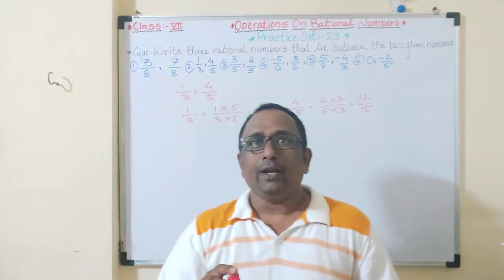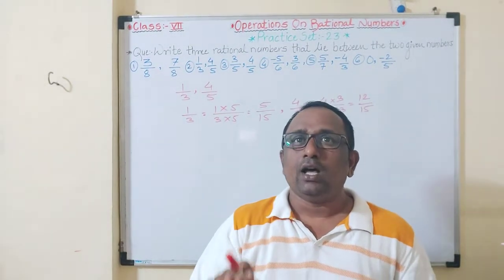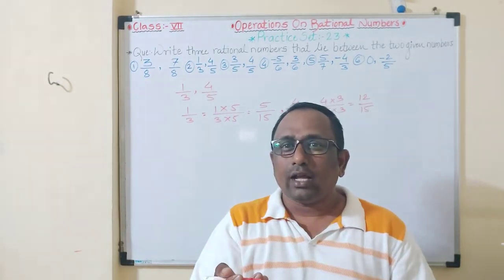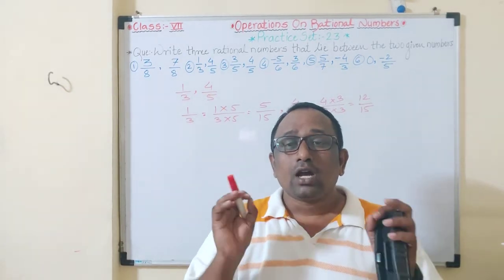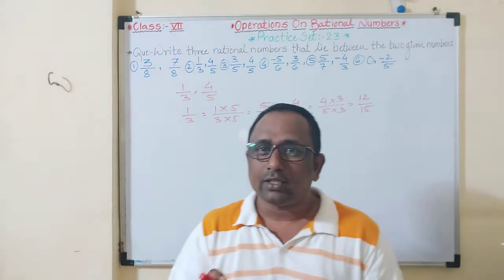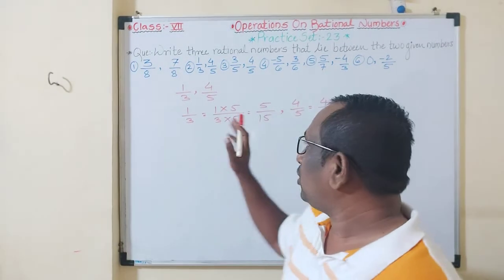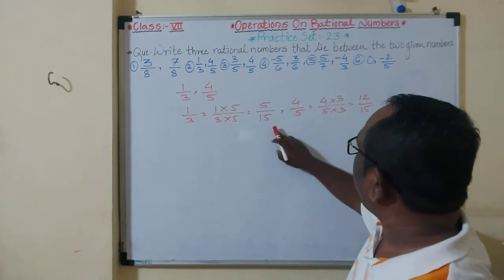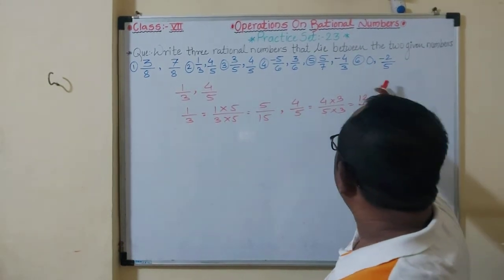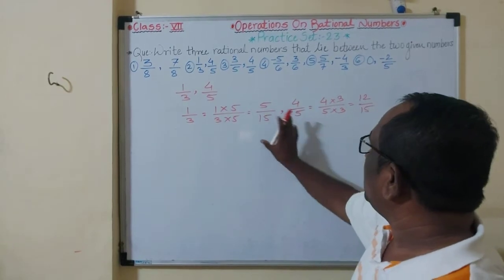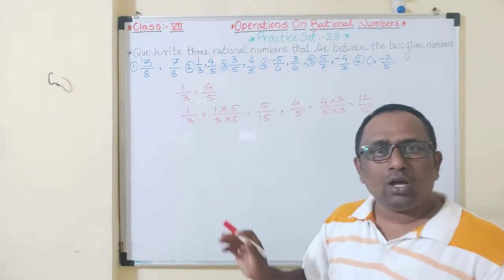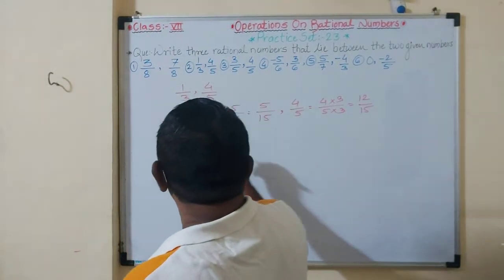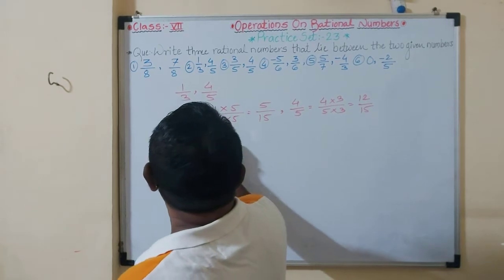See, when the denominators are different, we have to make the denominators same, or in other words, convert into equivalent fractions. Equivalent fraction is nothing but making the denominator same. Okay, so now here 15 and here 15. Now 5 upon 15 and 12 upon 15 are the two fractions we got. There are so many numbers in between, and you have to write any three.